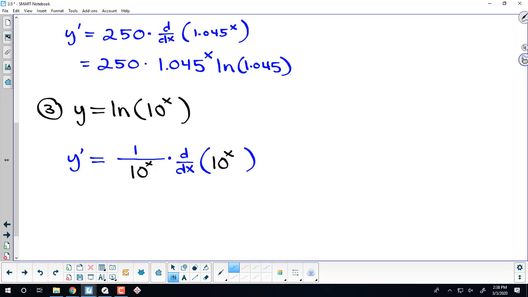And the derivative of 10 to the power of x is going to be what? To the power of x, that's our b to the x. The derivative of b to the x is b to the x times the natural log of b. And then all of that is times 1 over 10 to the x power. So we just get the ln of 10.